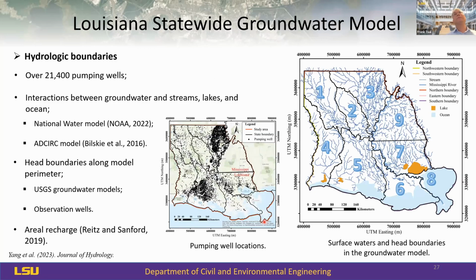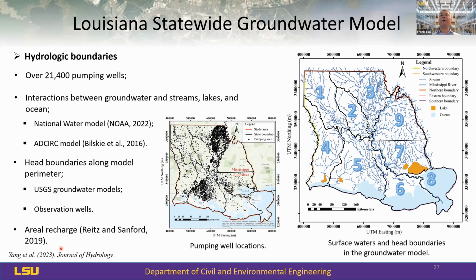So we built a Louisiana statewide groundwater model based on this. We have more than 21,000 pumping wells in the state. For the boundary conditions for groundwater, streams, lakes, and oceans, we use NOAA's National Water Model. We also use an ocean circulation model for the ocean boundary conditions. For the northern, east, and west boundaries, we use USGS groundwater data through several observation wells. For the recharge data, we use Reitz and Sanford's, who published monthly recharge data in 2019.